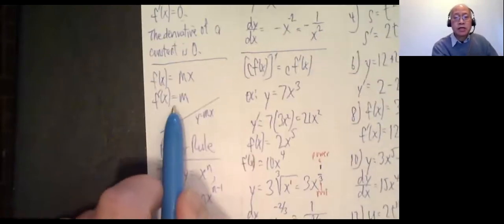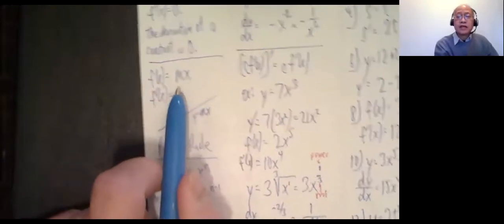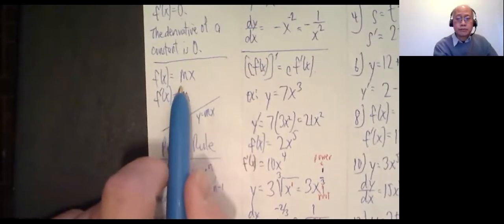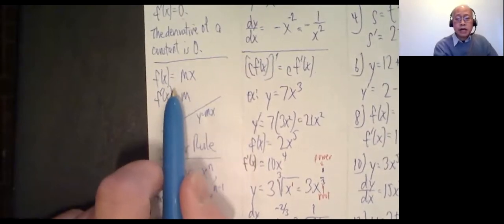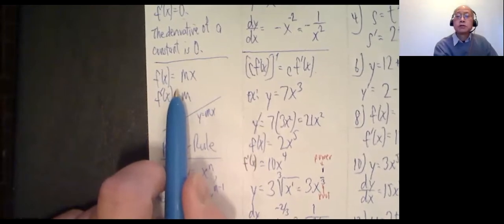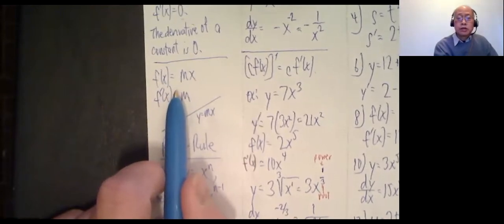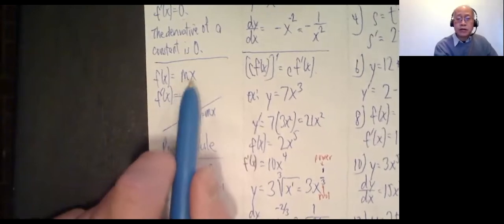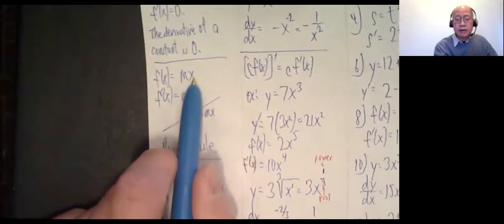So f prime of x is just m. Okay. So if you have a linear function, something times x, the derivative is just a coefficient. Okay, so that means what's the derivative of 2x? 2. What's the derivative of negative 5x? Negative 5. If it's a linear function, that means all you see is mx.